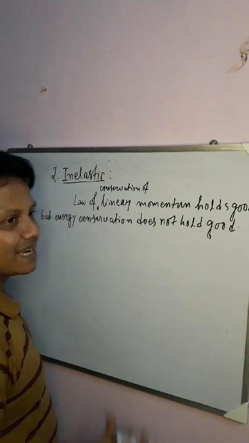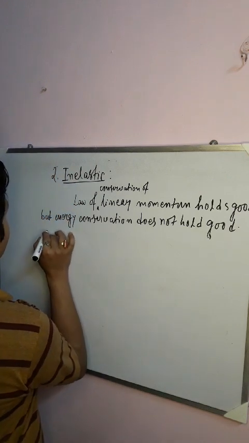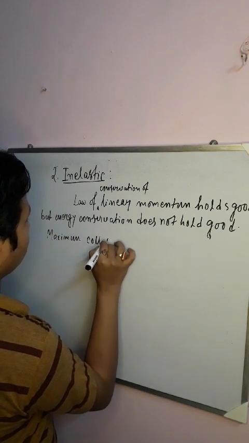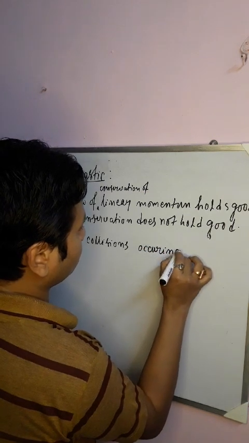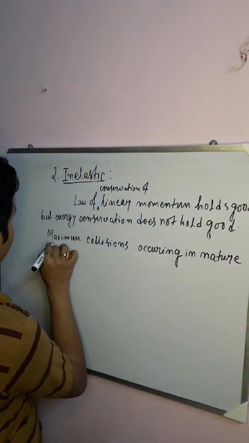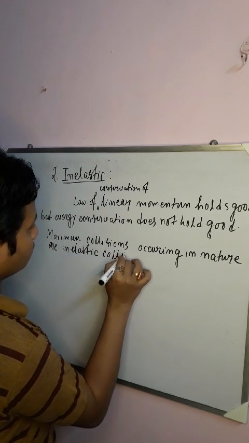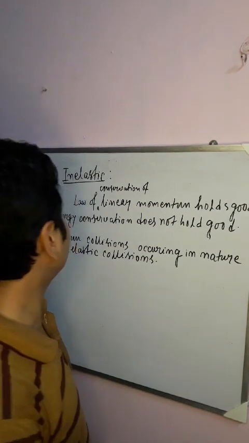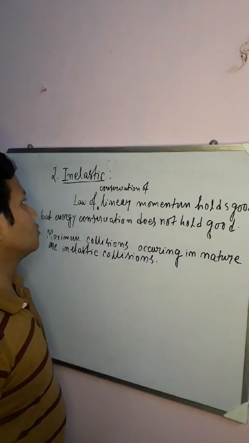Maximum collisions occurring in nature are inelastic collisions. So almost all the collisions occurring in nature are inelastic. Here the energy conservation law does not hold good.